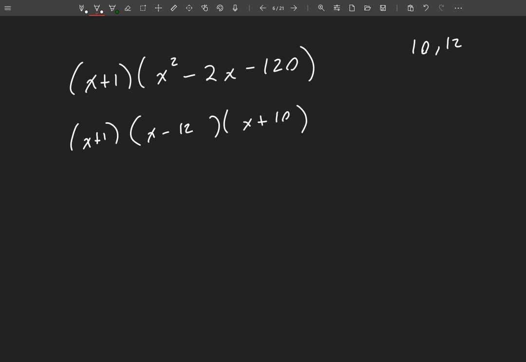So let's check it real quick in our heads. Negative 12 times 10 is negative 120. Negative 12 plus 10 is negative 2, and that works. So what are our roots? We have negative 1, 12, and negative 10.